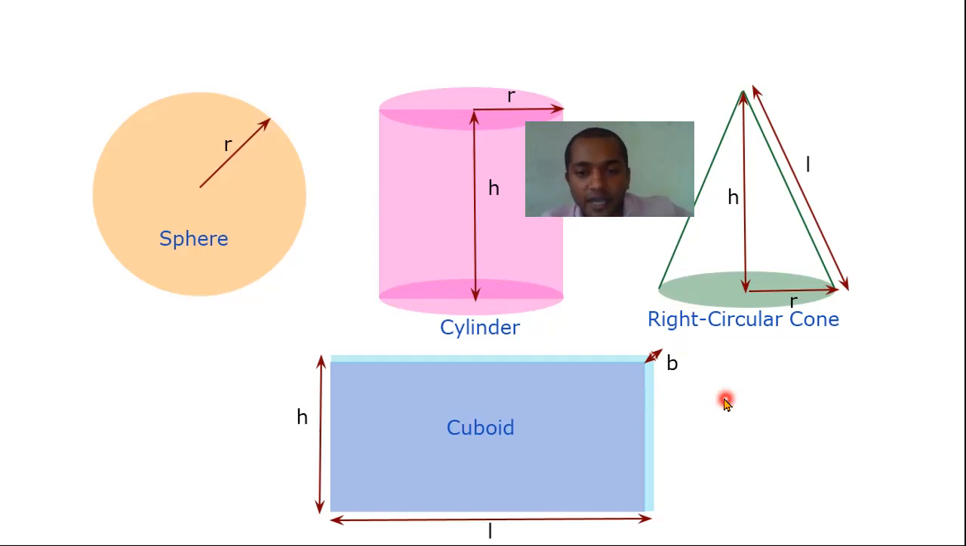You multiply it with h, you will get the volume of a cylinder, pi r square h. You multiply it with 1/3, you will get the volume of a right circular cone. So that is 1/3 pi r square h. So you need to just remember the area of a circle. That's it. Then next is cuboid.